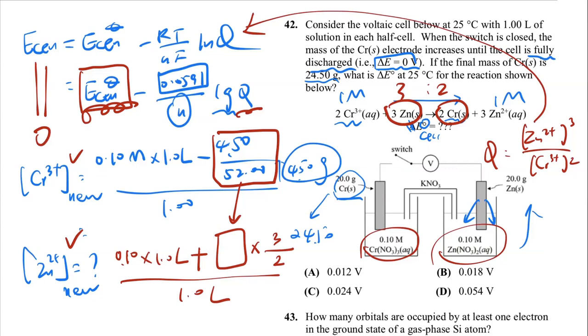I have a question. So why is it 0.1 molarity instead of 1 molarity? Originally it's 0.1, right? Yeah, so okay, got it.